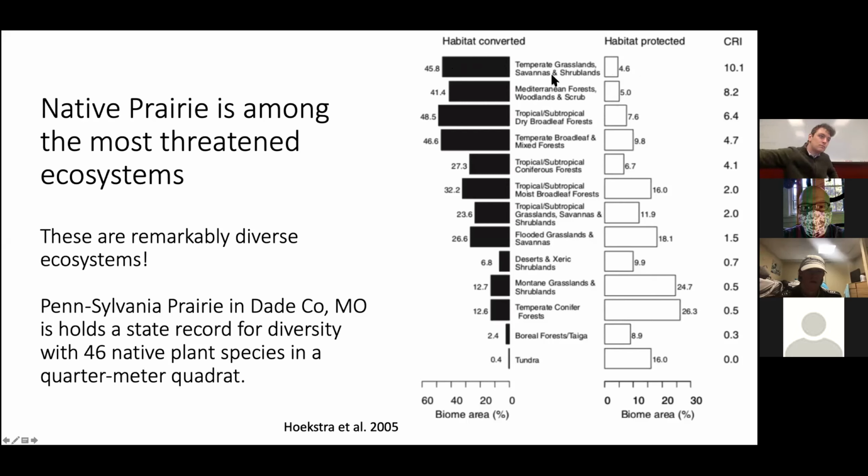We usually think about tropical rainforests, we think about high diversity of ecosystems, but there's a small patch of native prairie down in Dade County, Missouri, south of here, and it holds a state record with 46 native plant species in less than 1 square meter. So in a small plot that's basically a 1/4 meter square, there are 46 plant species all growing there together. That's really high species density. Of course, you can't get that in the tropical rainforest because the plants are all enormous trees, or at least many of them are. In this case, it's mostly forbs and grasses.